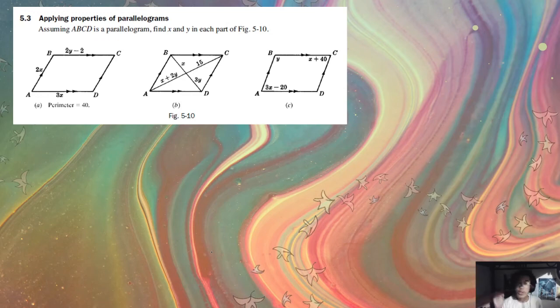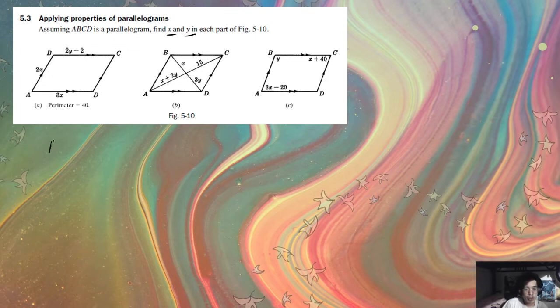Okay, so continuing with our fifth lesson for the second quarter on parallelograms, let's explore more of the properties of parallelograms by applying algebra concepts to them. For letter A, given that the perimeter is equal to 40 and BC and AD have different values, what is the value of x and y? So how can we solve for the value of x for this given figure?